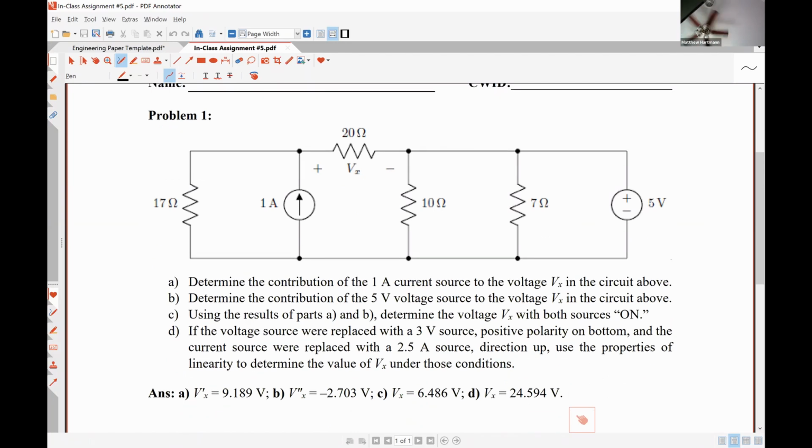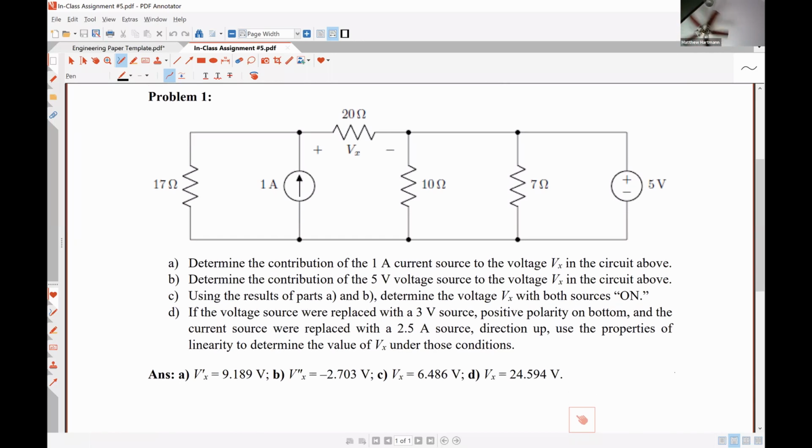Okay. So this problem is going to use the additivity principles of linearity and superposition, as well as the homogeneity principle that we just went over. So it says for part A, to determine the contribution of the 1 amp current source to the voltage Vx in the circuit above. So what that means is that we are going to have that 1 amp source on and our voltage source off and analyze the circuit in that way.